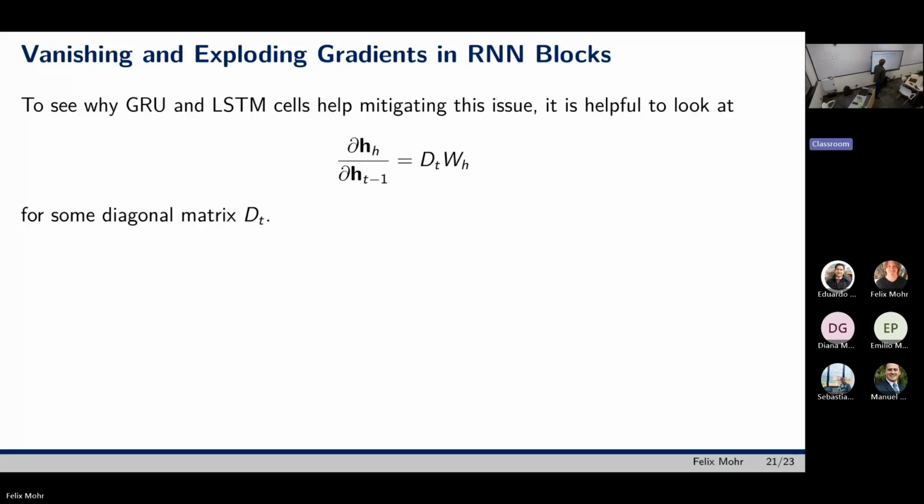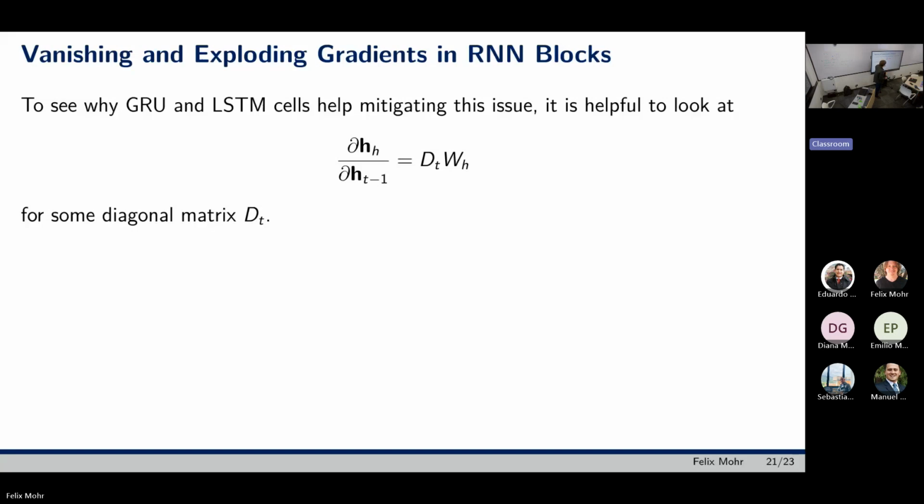Okay, and one can show that this is simply D_t times W_h, where, okay, this is not very well formatted, I have to change it, but this is my weight matrix, okay? And this here is a diagonal matrix that has only values on the diagonal that depend on the t, okay?